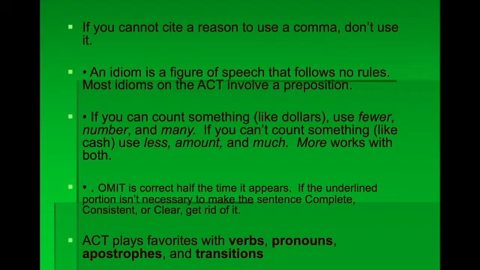Now, the ACT also plays favorites with verbs, pronouns, apostrophes, and transitions. Transitional phrases and your FANBOYS like and, but, for, nor, all of those need commas. So they like to play a lot with transitions to see if you understand comma placements. Because they're working a lot with subject and verb agreements, they're going to play a lot with the verbs: past tense, past perfect tense, participles, your future tenses. So be careful with your verb agreements.